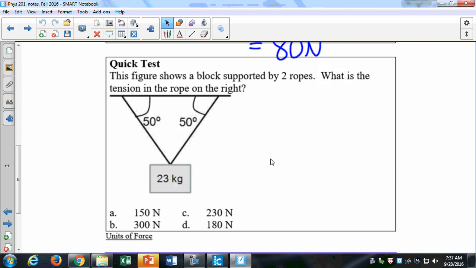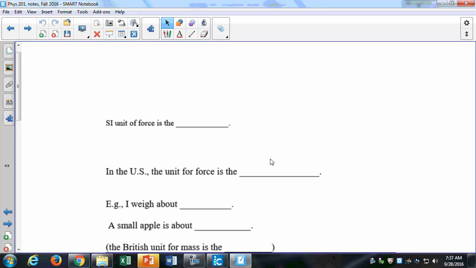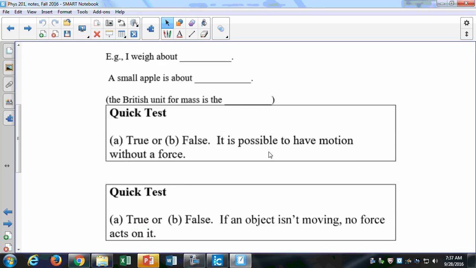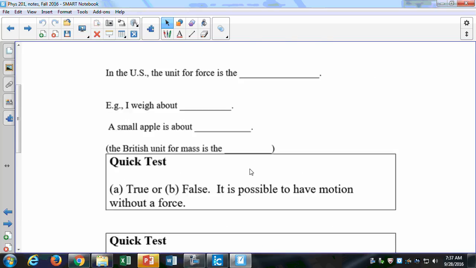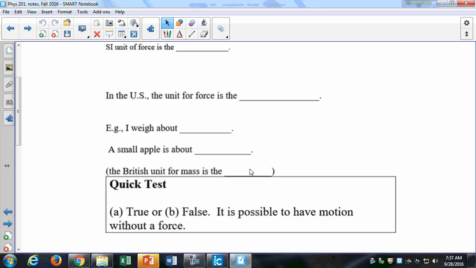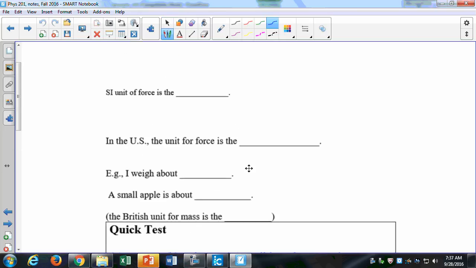As I said, we're going to come back to the 2D problems. So let's pick up on page 104. In the United States, the unit of force, or the SI unit for force, we've been using it, but it is the Newton. We abbreviate this as 1 capital N.